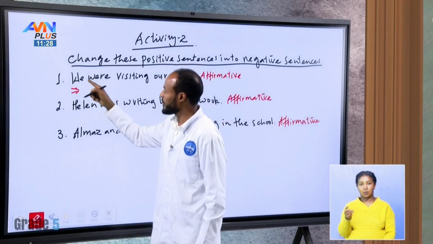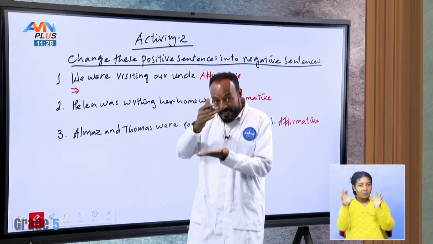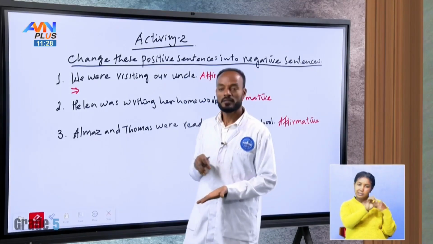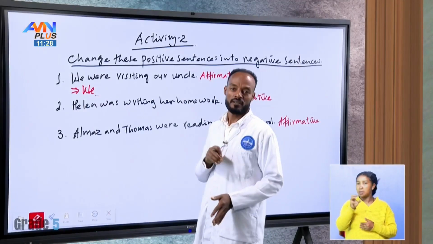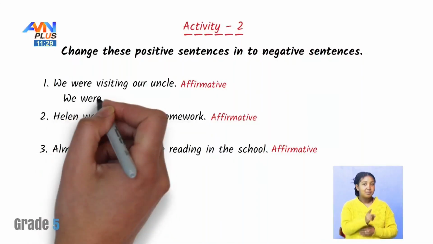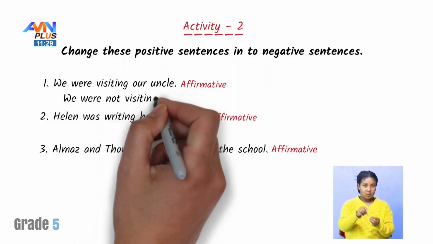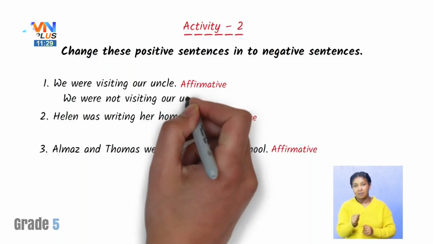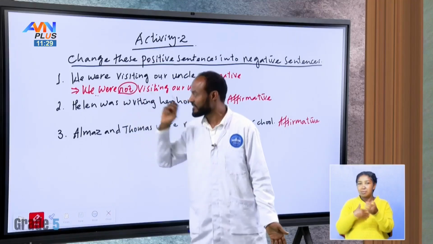Look, we were. Since we are changing into their negative forms, the subject should be written simply. So we have to say what? We. Then the verb to be also should be there. It may not be changed. Okay? We were. Then plus what? Negative marker, not. We were not or we weren't is possible. Visiting our uncle. Look, I turned this one into negative by simply adding not here.